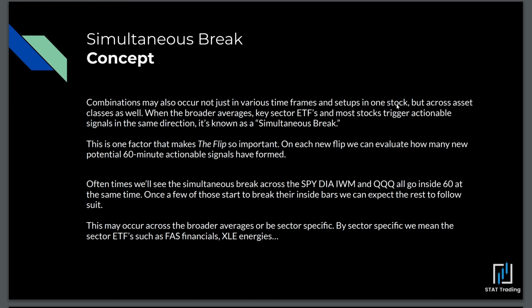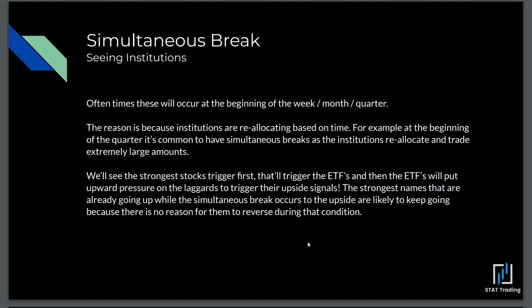Oftentimes, we'll see the simultaneous break across the SPY, DIA, IWM, and QQQ when they all go inside 60 at the same time. And once a few of those start to break their inside bars, we can expect the rest to follow suit. This may occur across the broader averages or be sector specific. By specific, we mean the sector ETFs, such as financials or energies, which we have great examples of those we'll cover at the end of this video from this week where we traded them.